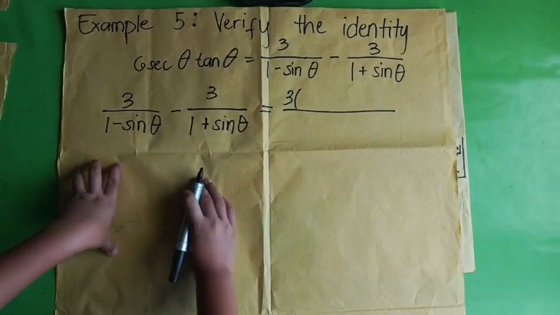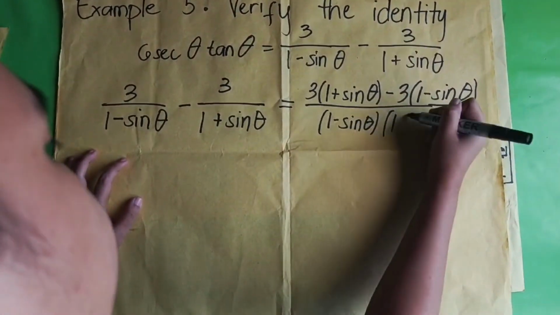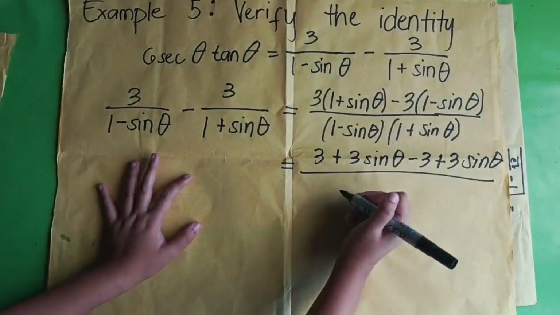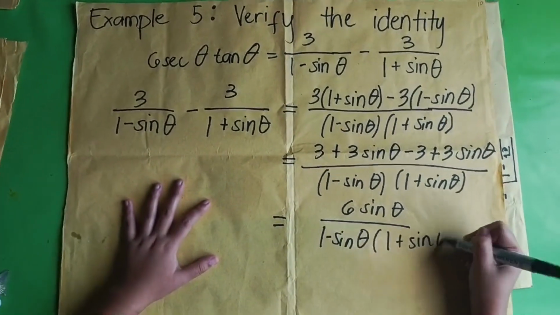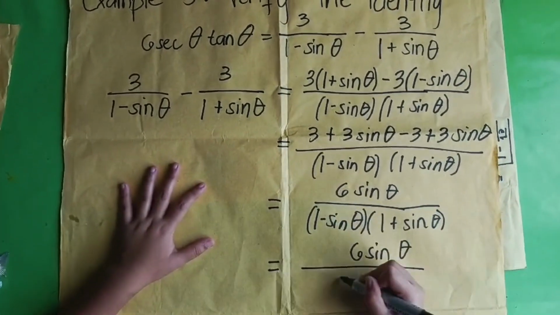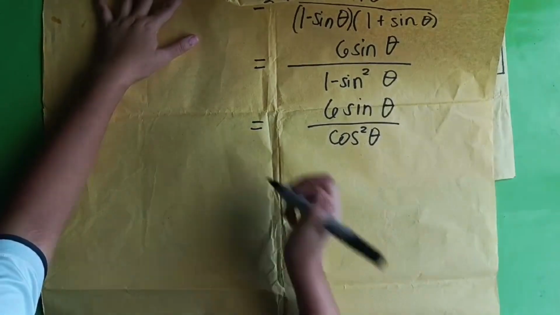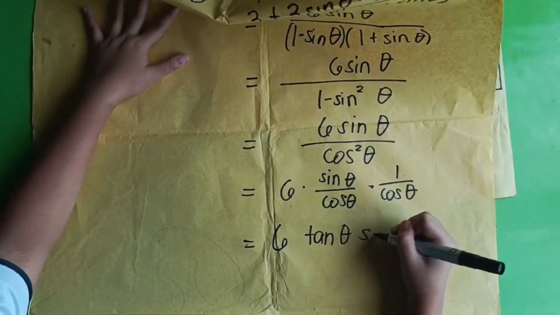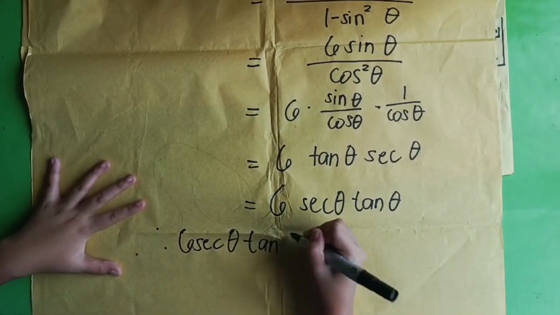Example number 5. Verify the identity. We begin with the right side of the equation, and let us find its common denominator. After that, we use the FOIL method to multiply. Then, simplify. After simplifying, we apply the difference of squares. Then, use the Pythagorean identity. Next is to factor, and lastly is to use identities. Therefore, the identity is verified.